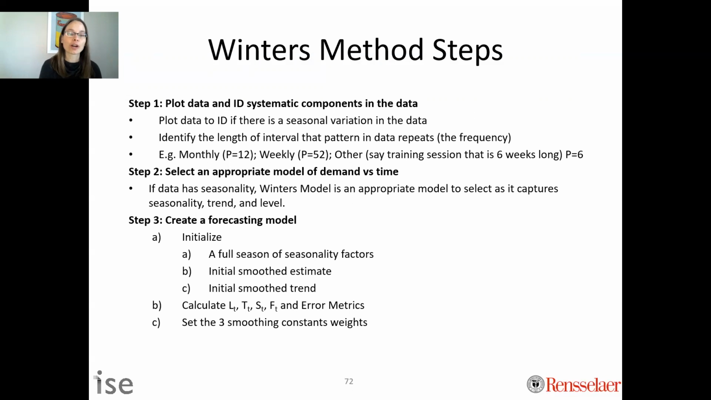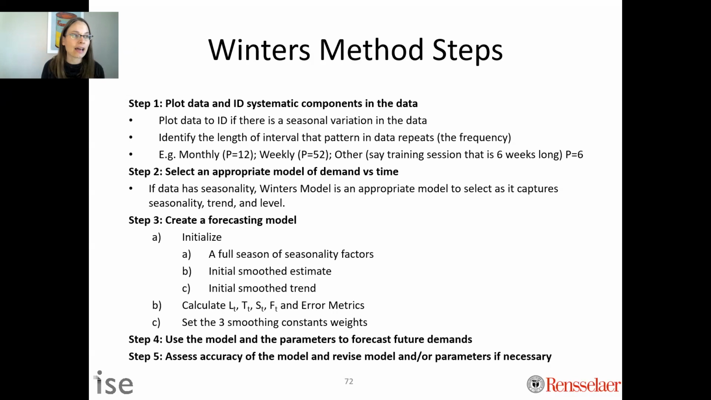And then we need to create the forecasting model. Just like we've seen in the other time series methods, we have to initialize. One thing to note here is we actually need a full season of seasonality factors. And so if you have, let's say, 12 or 52, I need 52 pieces of data as initialization. So it's a little bit more data heavy. Again, the beauty of R is we won't have to worry about this, but if you did this by hand, it gets a little messy. And then we would actually calculate these different components. And then we need to set the smoothing constant, set the parameters. We'll talk about that in some previous slides. Then we'll use the model to predict it and potentially update it as needed.